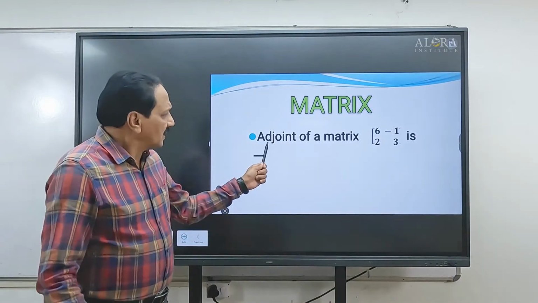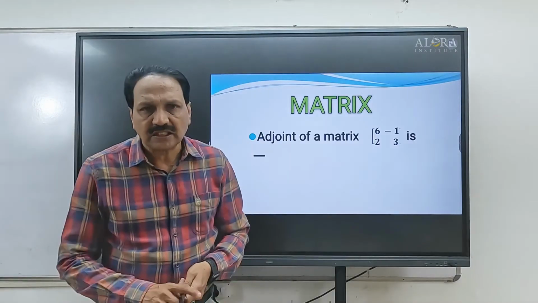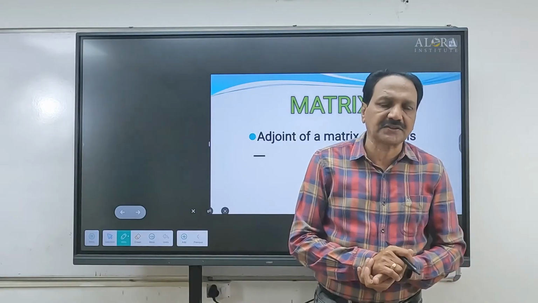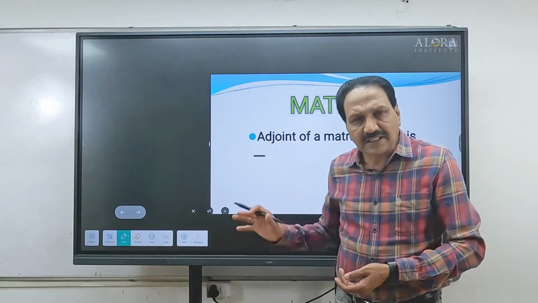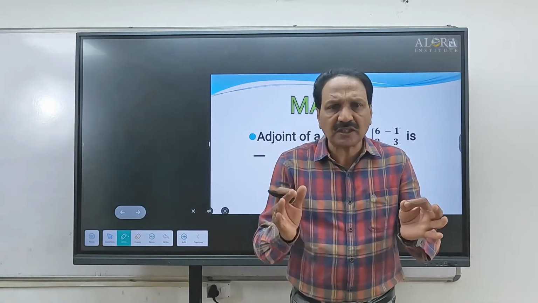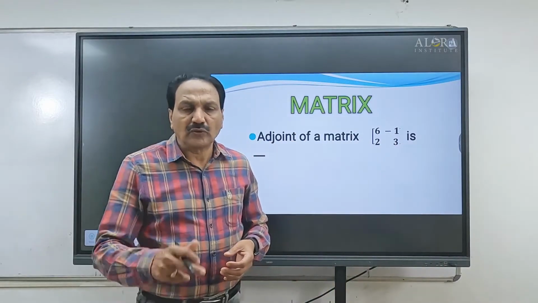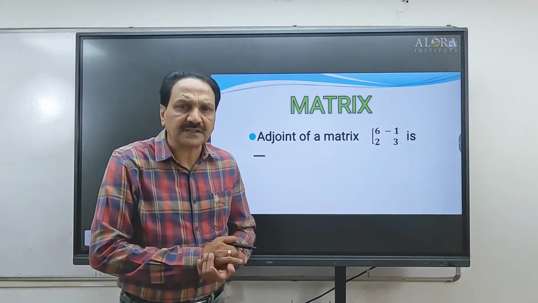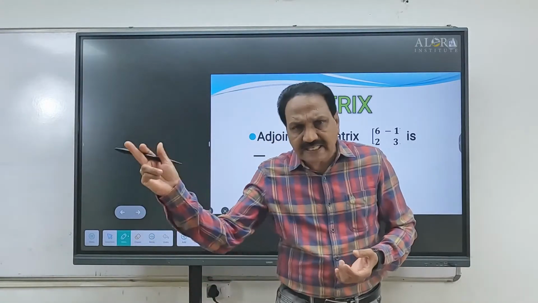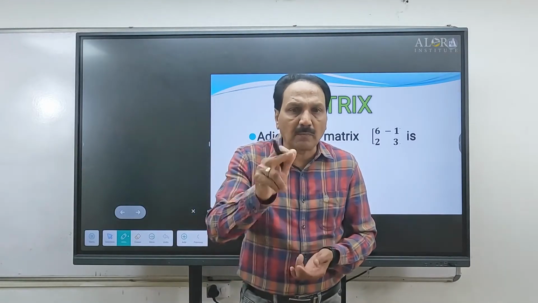Look at the question here. Adjoint of the matrix 6, minus 1, 2, 3 is dash. You have been given a matrix and you are supposed to find the adjoint of that matrix. So when you start with this particular chapter, matrices, first we'll give the detailed idea about the theoretical part. We'll let you know first what you mean by a matrix. What's a matrix? You just recall what you have come across in the first year. It is a systematic array of the numbers.